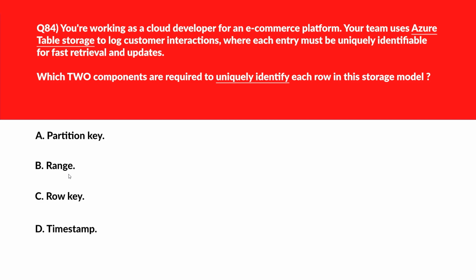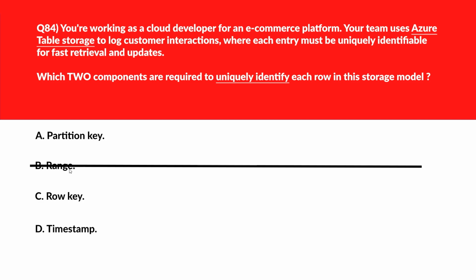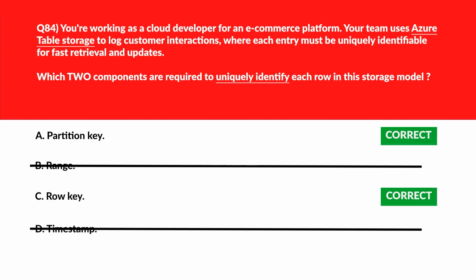B says range. Range is not a structural component in Azure Table Storage. Incorrect. We'll move to C. C says row key. Row key ensures uniqueness within the partition. Looks good. We can keep it. We'll move to D. D says timestamp. Timestamp tracks changes but doesn't define uniqueness. We'll delete this. Let's lock option A, partition key, and option C, row key, as the right answer.